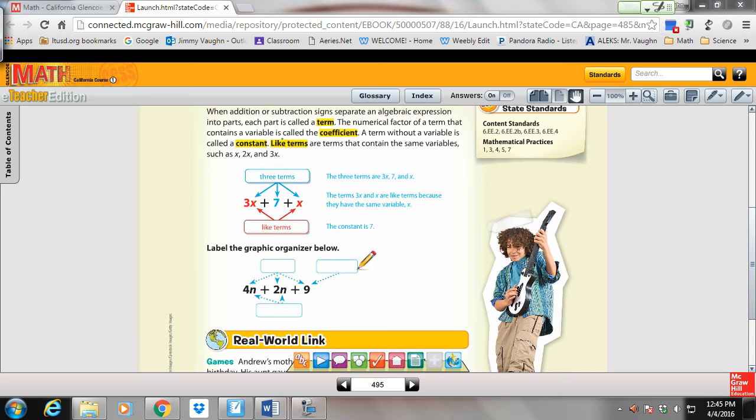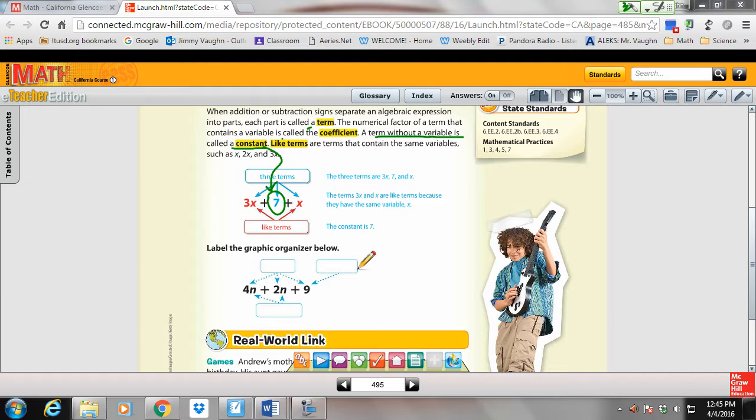In addition to that, these are probably new words to you: the terms coefficient and constant. Let's go to constant first. The term without the variable is called the constant. So in this example right here, the 7 would be the constant, because it does not have a variable with it. That is 7. That's always going to be 7.